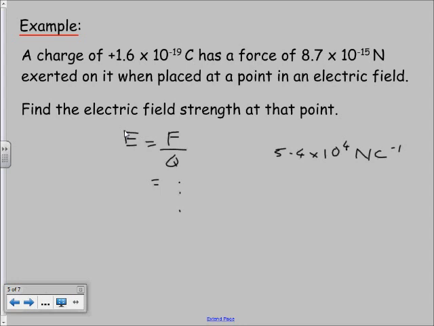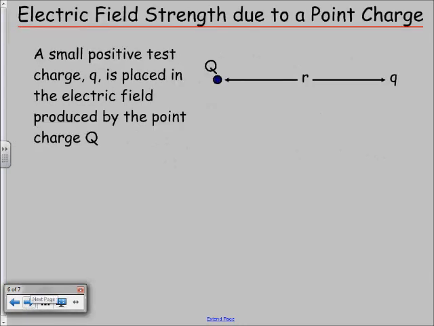All right, electric field strength now due in a radial field due to a charge. So we've got a charge Q, capital Q over here. And then to test the strength of that field, we bring a very small charge, which we call a test charge, or we imagine bringing a small positive test charge into the field to see what sort of force it experiences and hence get a measure of the strength of the electric field.